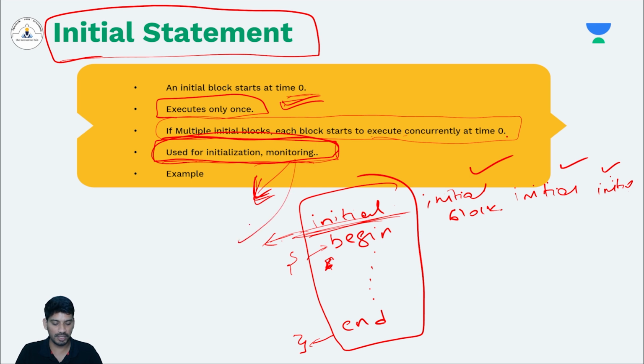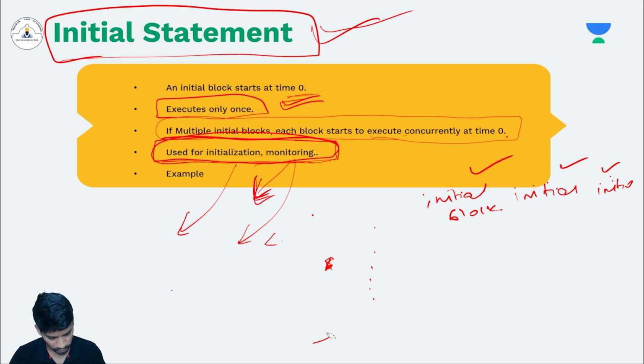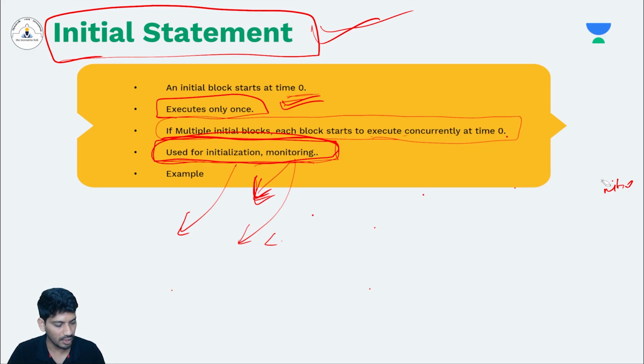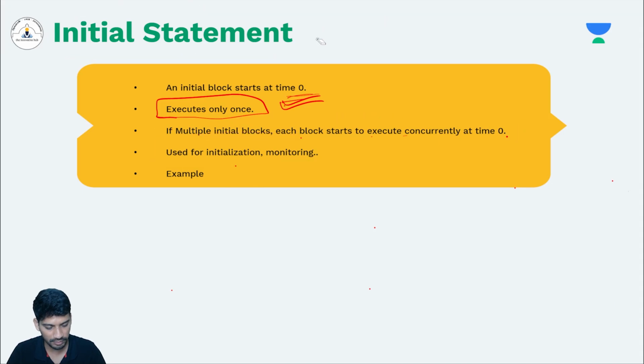What are the one-time usable statements? Either you can monitor the signals or you can initialize the signal, because initialization can be done only once, right? At the beginning of the program you will write, okay, I want to initialize my integer I to 5 or integer I to 10. That initialization statement can be used only once, so those kinds of statements can be written in the initial block. Okay, now let's see an example of the initial block. Then it will be very clear how the initial block is working and how the timing inside it works, whether it is concurrent or sequential.